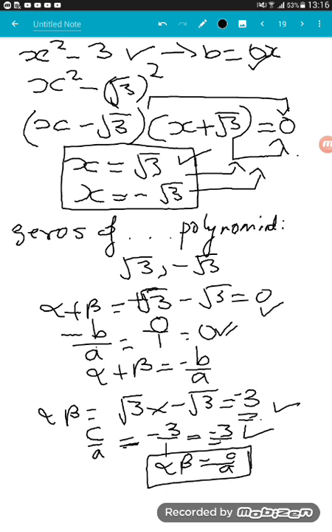So this is how you prove alpha plus beta equal to minus b by a. This is how you verify. Therefore, verified.